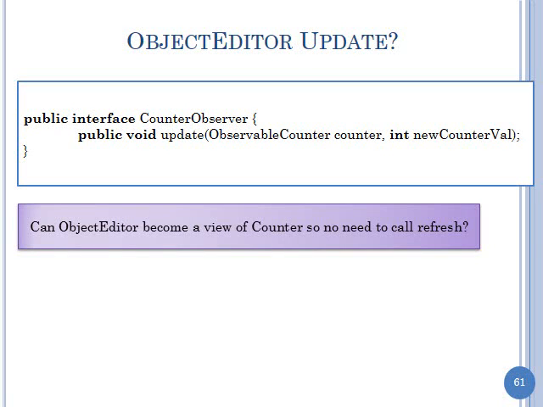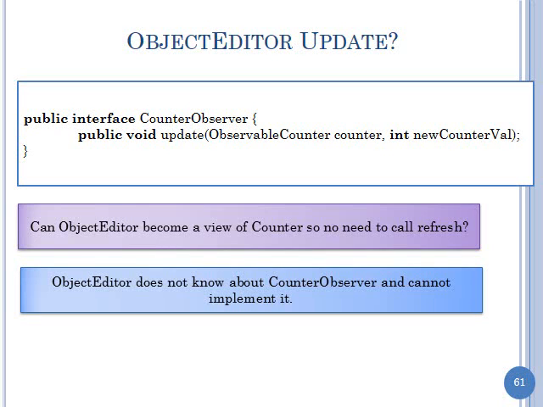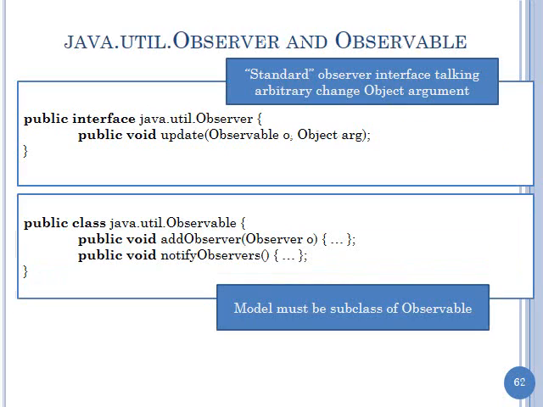So can object editor become a view of counter? So no need to call refresh. Object editor does not know about counter observer and cannot implement it. So, such interfaces and classes exist actually in Java. I'm just motivating them. So there is a class called observable that you can subclass. Okay, they should have really created an interface.